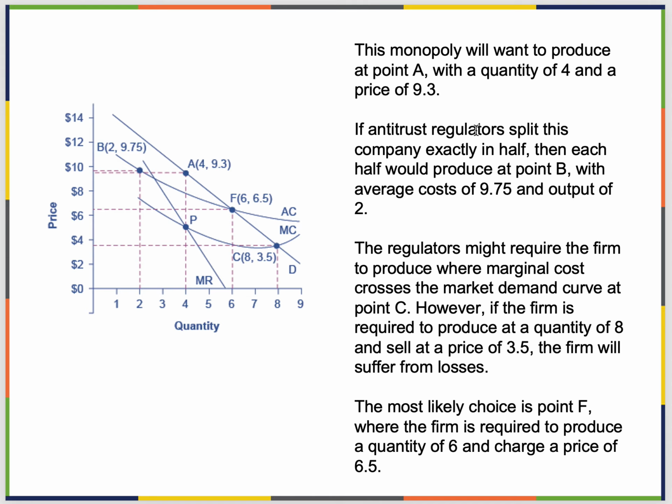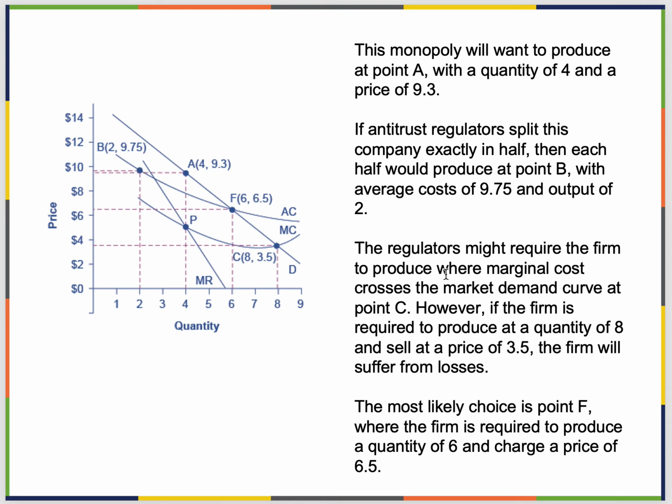Now, antitrust regulators, there's a kind of things they want to look at here. They could say, hey, we're going to break this monopoly up in half. And then both companies will want to operate here at this point B. So if they split it in half, then each half would produce at point B, and the average cost would be 9.75 and the output of 2. So it would be up slightly higher.